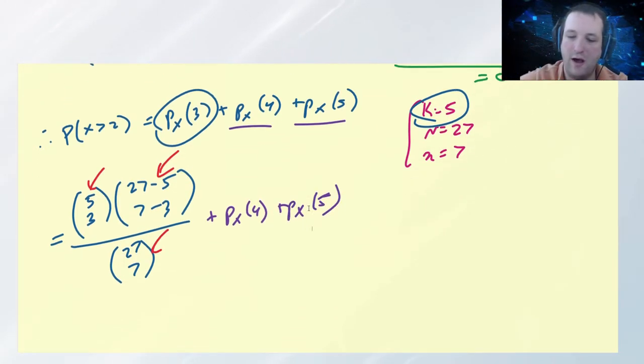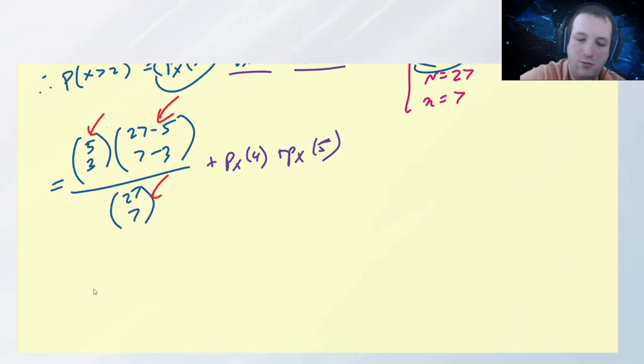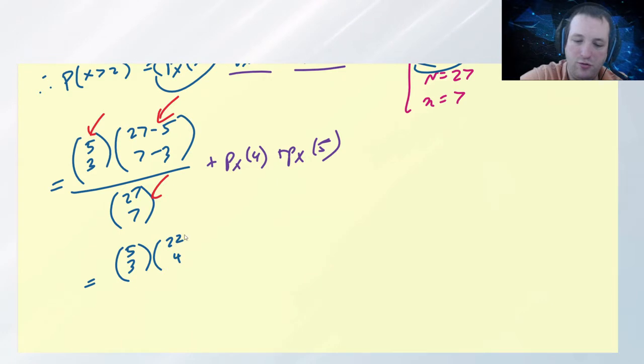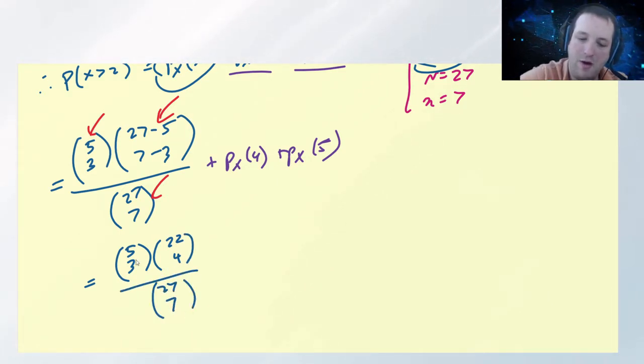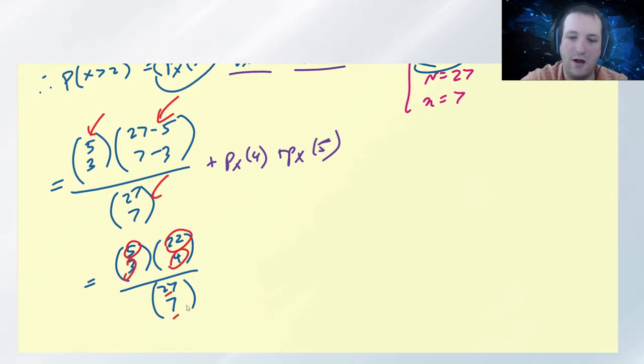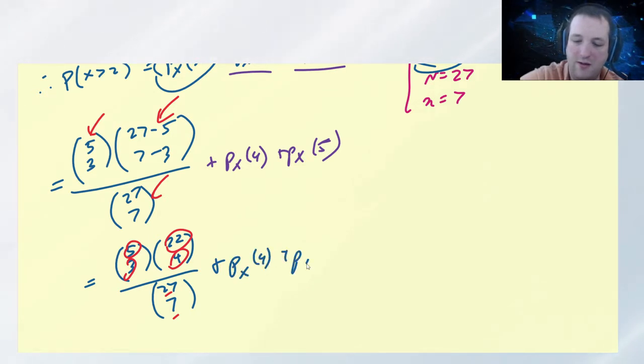So once you work out this combination, that's going to be equal to 5 choose 3 multiplied by 22 choose 4 all over 27 choose 7. Keep in mind that 5 plus 22 must be 27 and 3 plus 4 must equal 7, else it's not true. All right, and we're still needing to find P(X=4) and P(X=5).